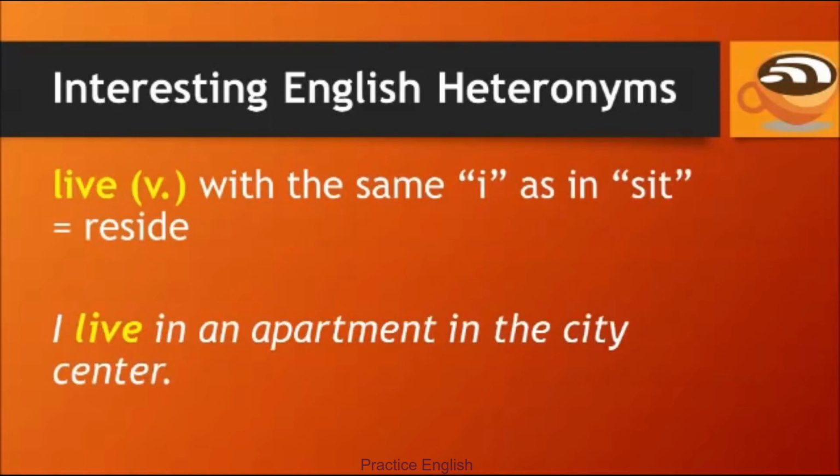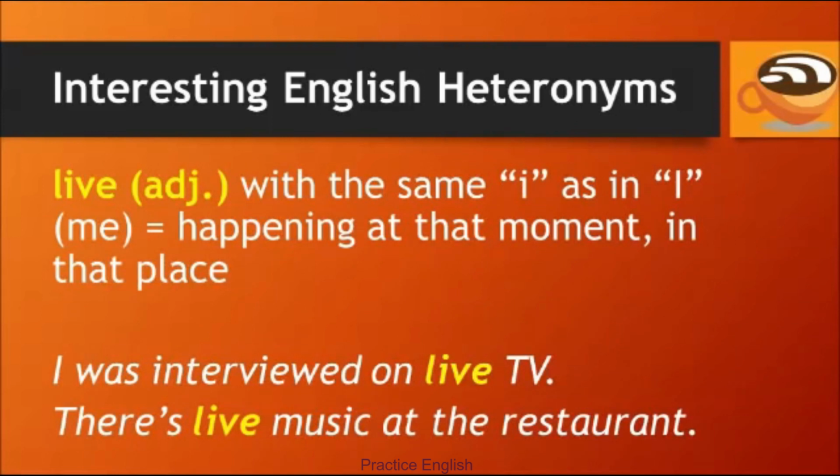Another example is live and live. Live with the same I as in sit means to reside. For example, I live in an apartment in the city center. The word live is an adjective. This means something that is happening at that moment in that place. For example, I was interviewed on live TV, or there's live music at the restaurant.